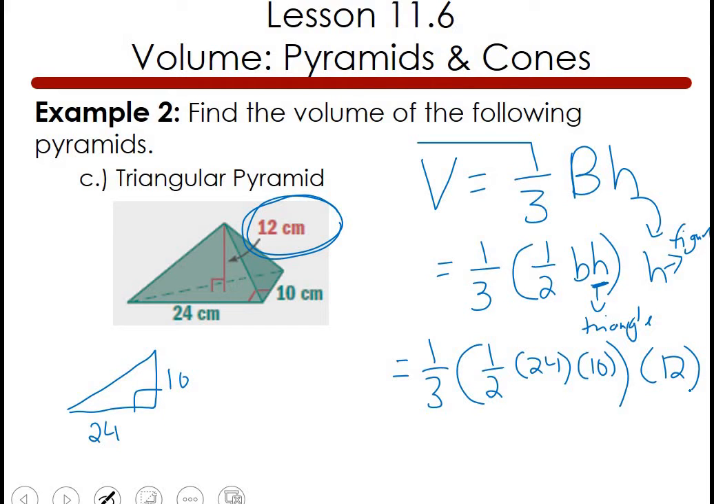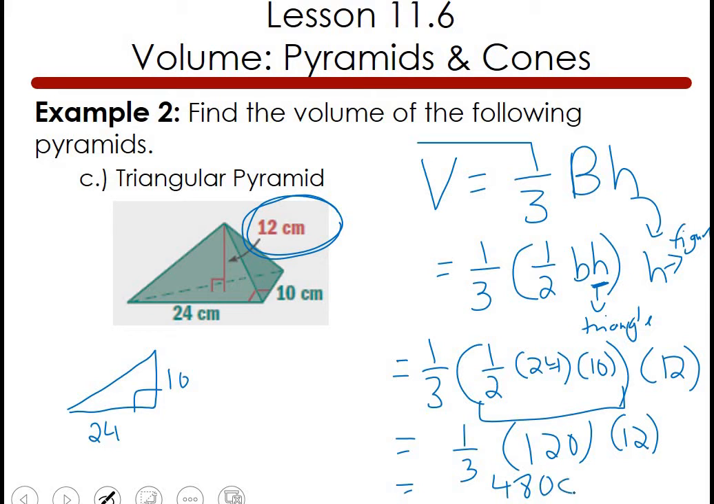Again, we need to multiply it out. So if you multiply this, that will give you 12. Half of 24 is 12. 12 times 10 is 120. 1/3 and 12. And I'm going to multiply it out, and I get 480 centimeter cubed.